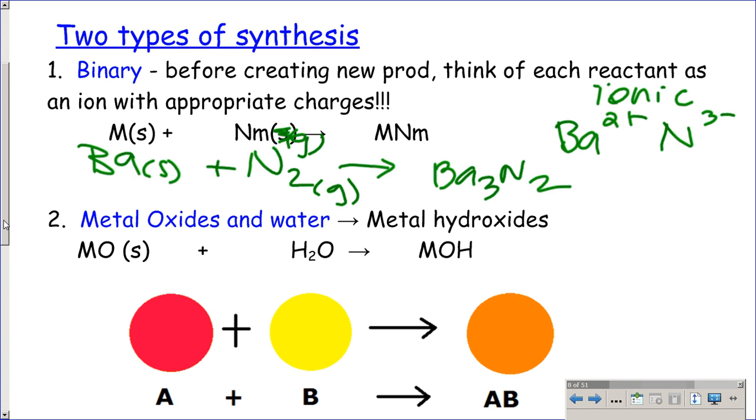Ba3N2. Okay, it's not as simple as just smack them together and call it a day. You've got to smack them together and crisscross. All right, so you already know that. You know how to crisscross. That's no news to you. Balance this for me. What do I need for each of these coefficients?